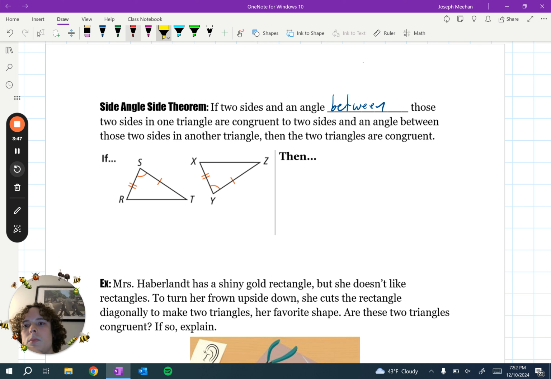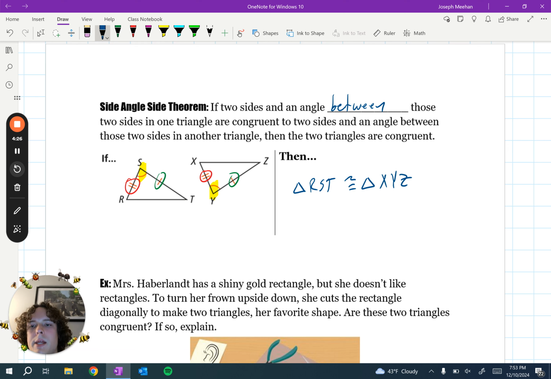It says if two sides, let's say we have this side and this side, and an angle between those two sides are congruent, and that's in one triangle. Let's say they're congruent to two sides and an angle between those two sides on another triangle. So we have the two green sides matching up, the two red sides matching up, and the yellow angle matching up. Then those triangles are congruent. So triangle RST is congruent to triangle XYZ.